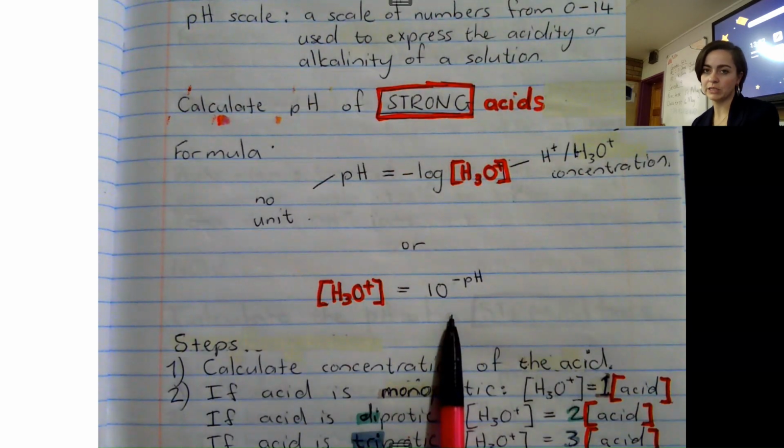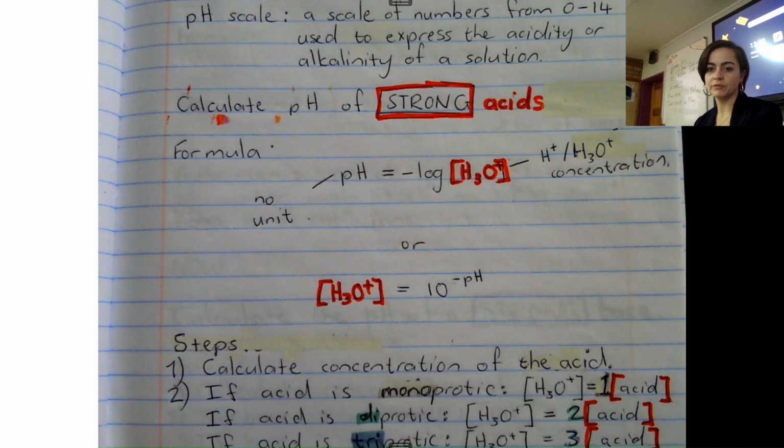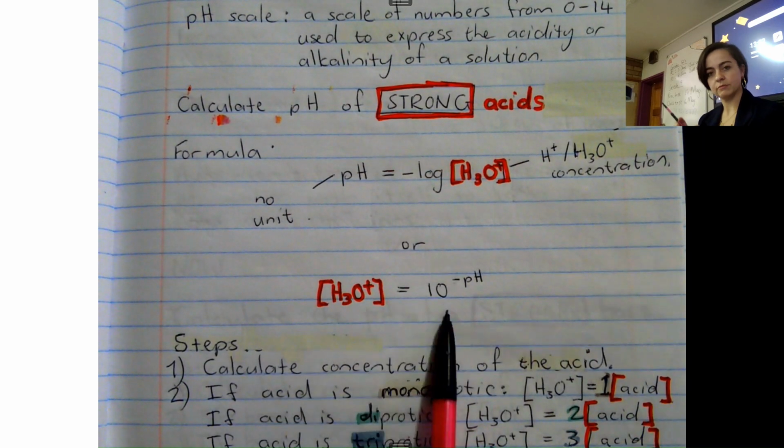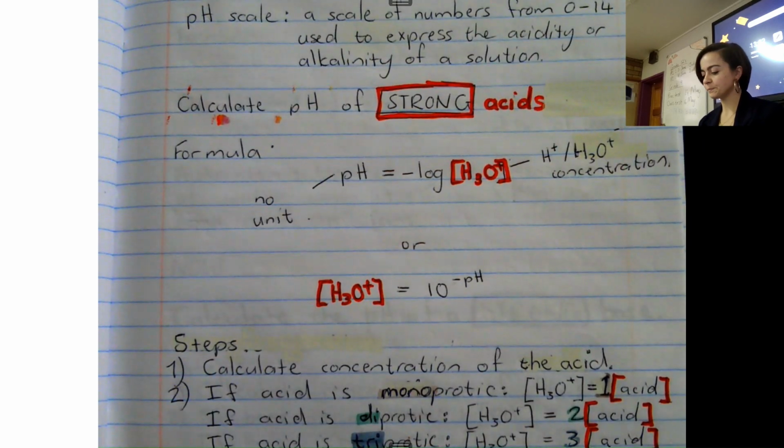It is not on the formula sheet. So if you don't know what the inverse of negative log looks like, just remember this formula there. Now let's look at the steps.